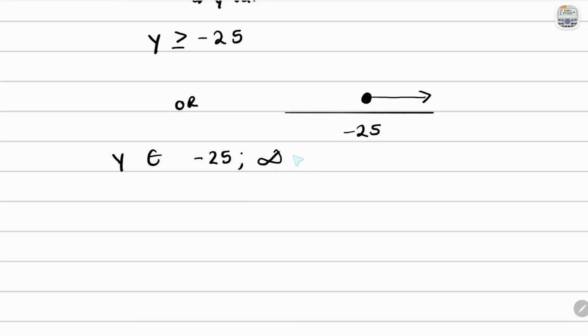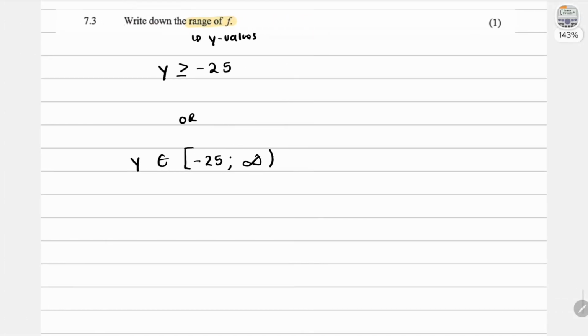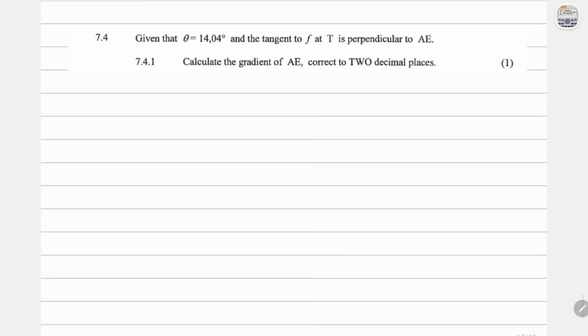So infinity, and then we'll use a square bracket for -25 since it's an included value, and then a round bracket for infinity because this is not a fixed value. Okay, and that is our answer. You can write it like this or like that. It's perfectly fine.